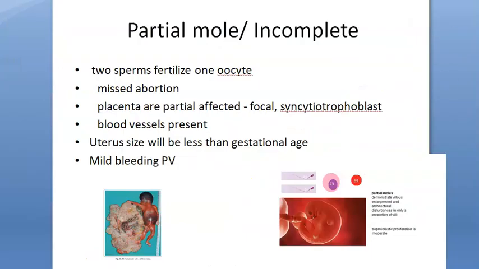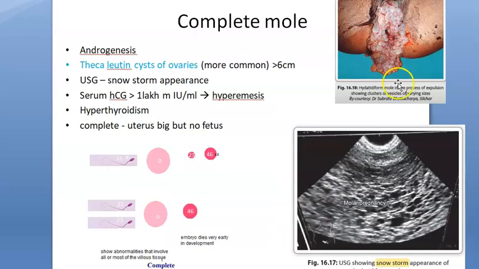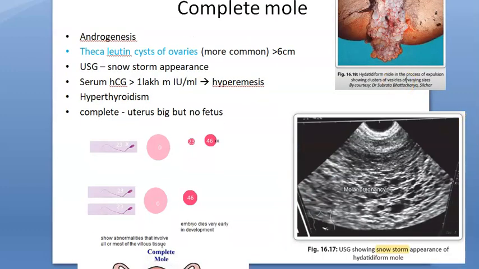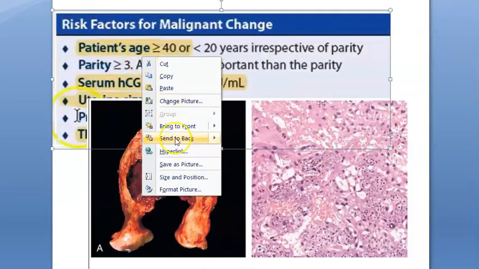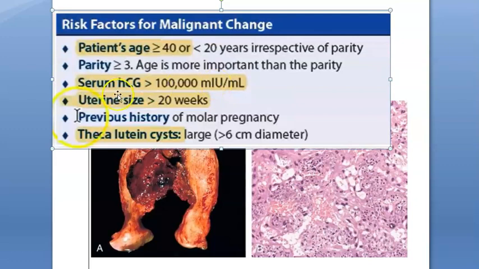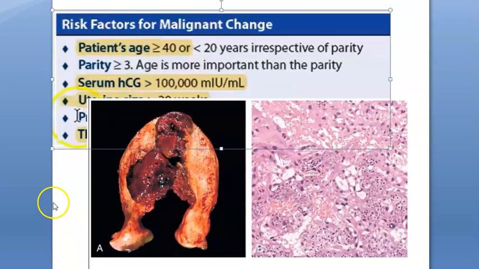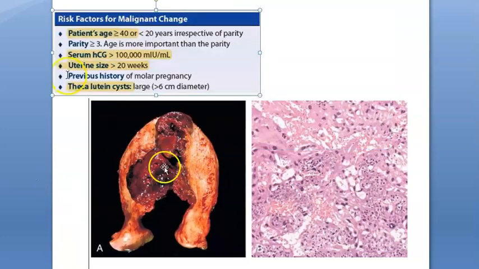See, they have not asked you all this about partial mole, complete mole. They can ask, but what they are asking here is who is at high risk for choriocarcinoma. This is what they are asking you to write. If the HCG level is greater than 1 lakh milli international units per ml, if the uterus size is greater than 20 weeks, if the patient's age is greater than 40, if she has had more than 3 children, if she has had a previous history of molar pregnancy, if there is theca lutein cyst, that is, I think, complete mole. That's what it tries to say, right? So this is what is going to be high risk for choriocarcinoma.